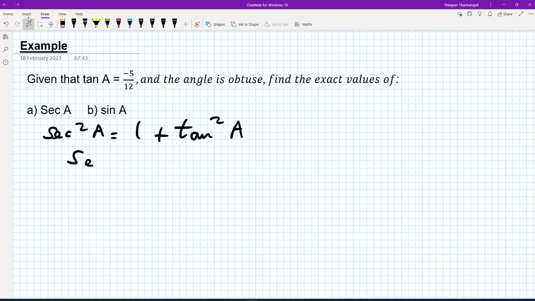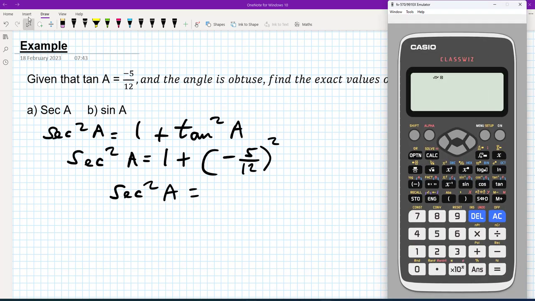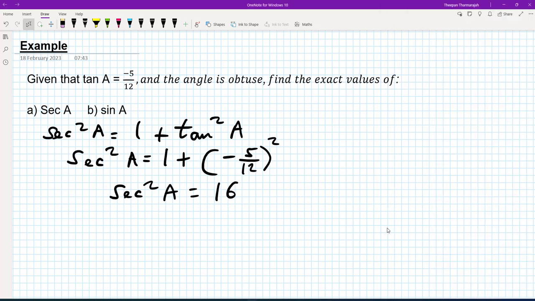So sec squared A is 1 plus minus 5/12 squared. Just type that straight into our calculator: 1 plus minus 5/12 squared. That gives 169 over 144. Now square rooting that will give me plus or minus 13 over 12.